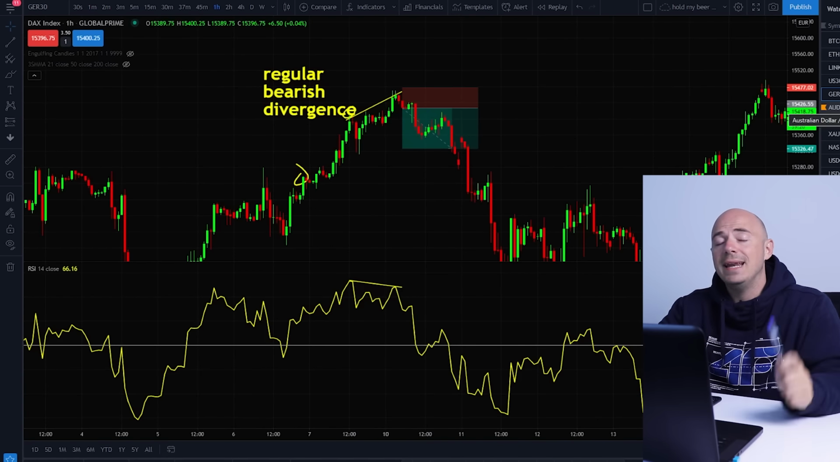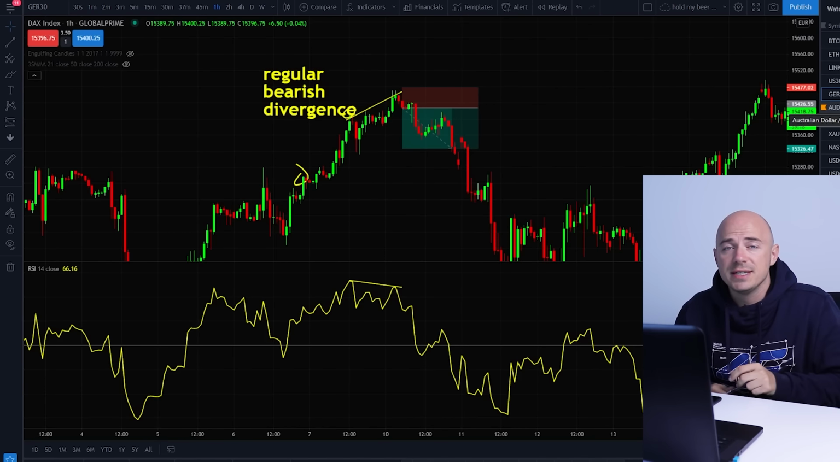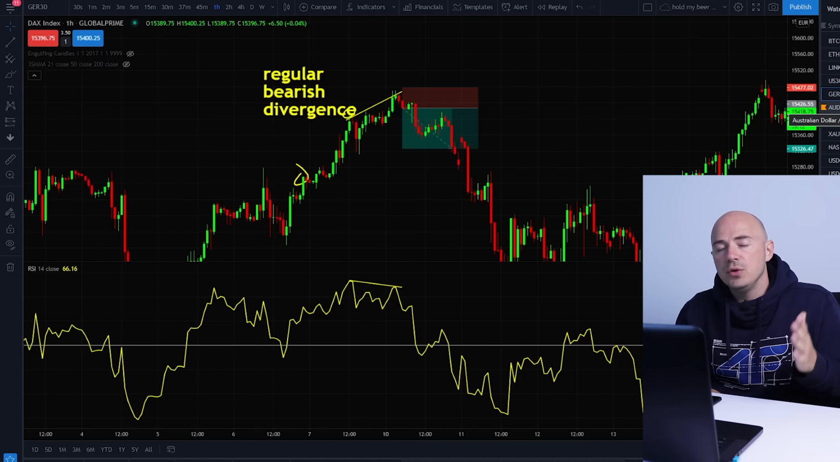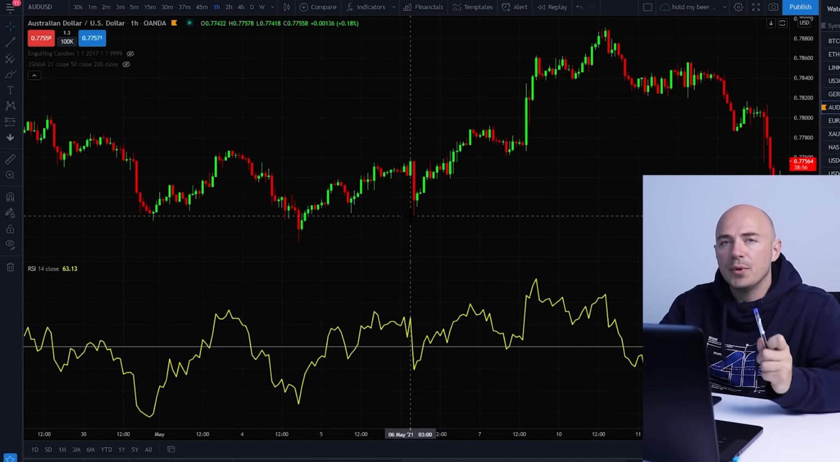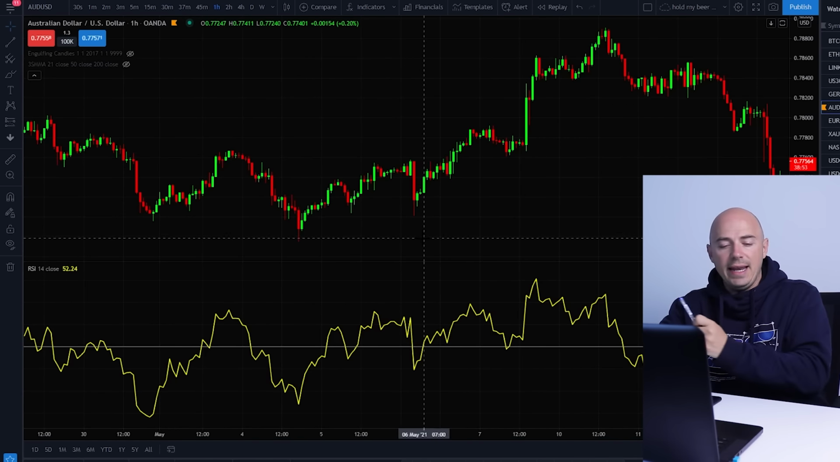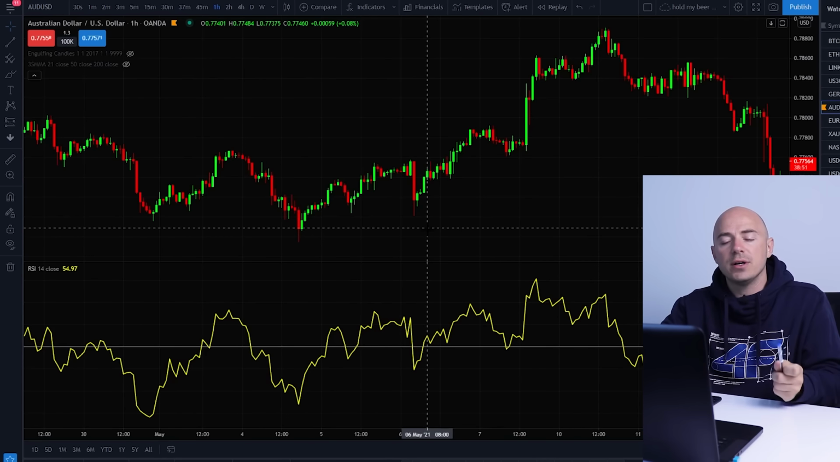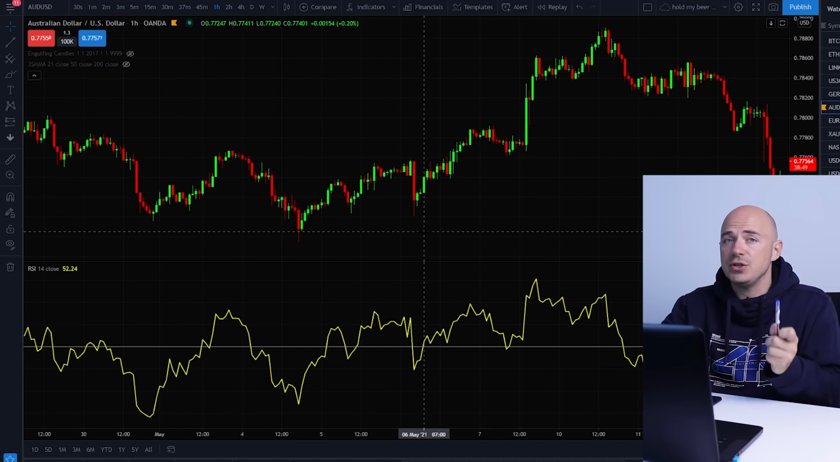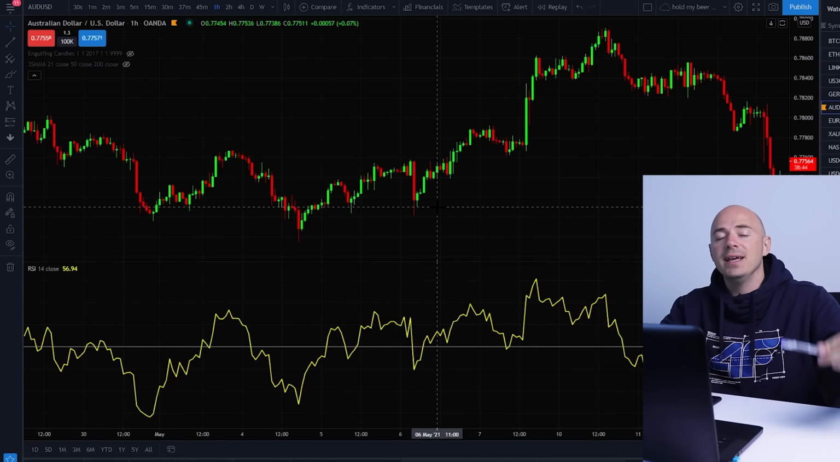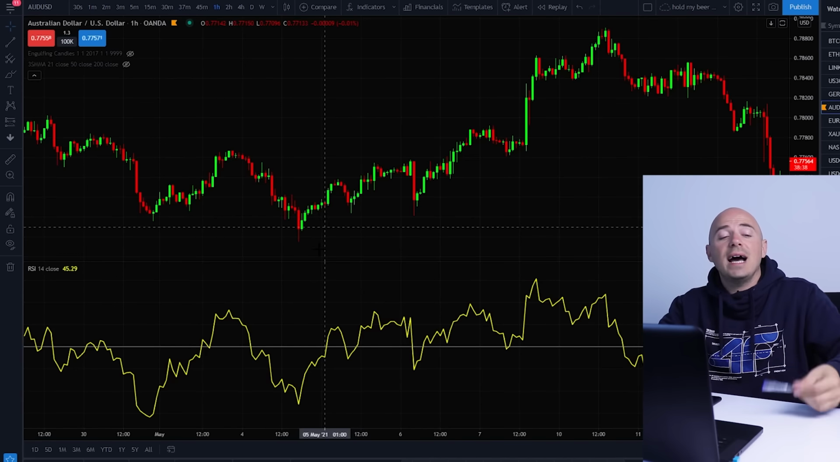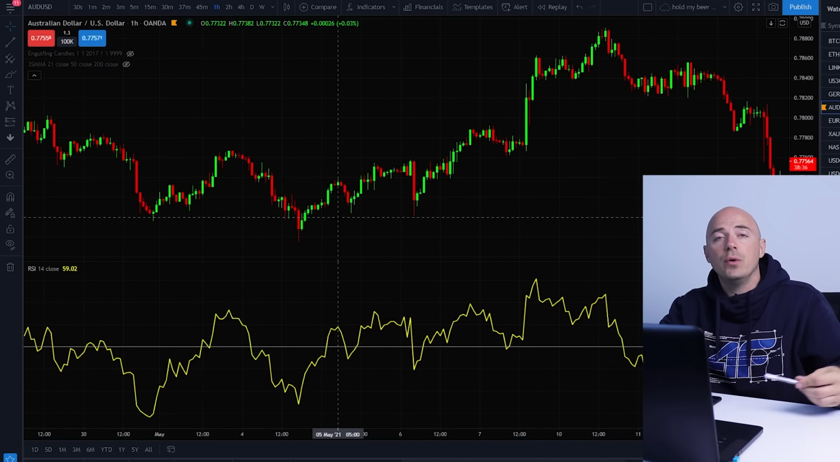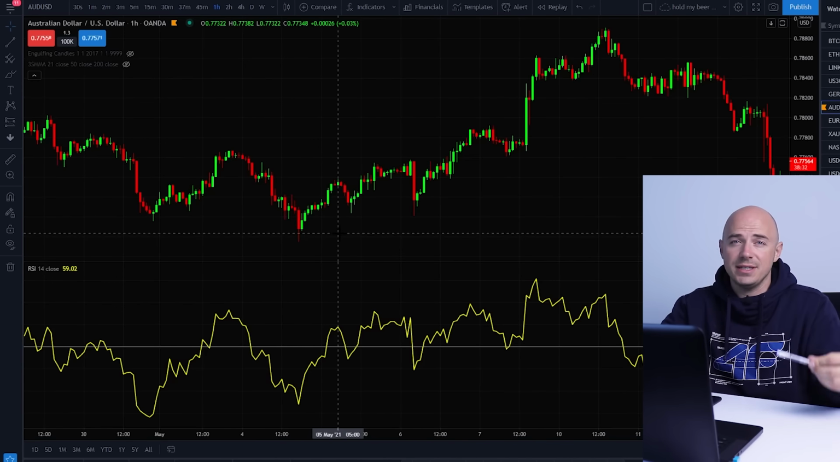Now, there are two other types of divergences, and these are the ones, if you are new, I want you to only use. They are hidden divergences. Now, the reason I say if you are new, is because the number one rule in day trading and any forex trading or cryptocurrencies is the trend is your friend. Always trade with the trend. This is going to give you the highest probability of success. The issue is, how do you know if a trend is going to continue or reverse? That's when the hidden divergences come into play.